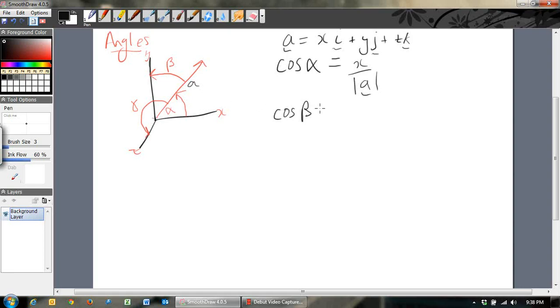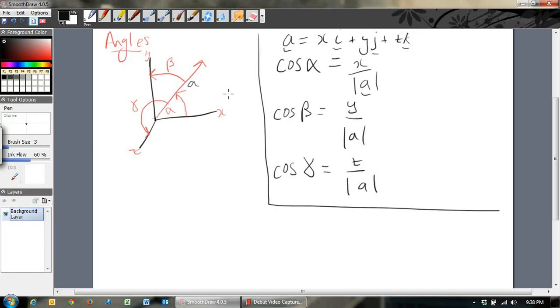Similarly, cos beta is equal to the y value over the magnitude of A, and also cos of gamma is equal to the z value over the magnitude of A. It's very simple, it makes sense, but that is worth remembering when you're trying to find the angles between vectors and axes. You can also use something else with dot products, but we haven't got to that yet, and I'll show you. That's how I usually find angles between things. That's basically it for this video.